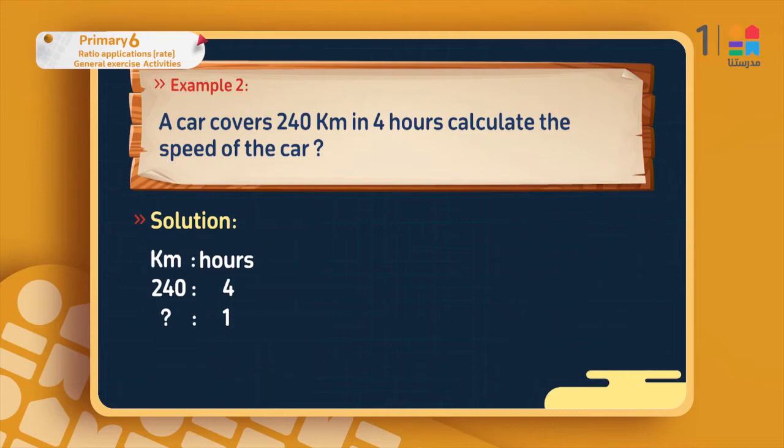So 240 times 1 cross divided by 4. So the rate will be 240 times 1 out of 4, sorry. So it will be 60 kilometers per hour. Look, I'm finding the kilometers, so I will write kilometers first, per hour. Okay, this means that the car covers 60 kilometers in every 1 hour.